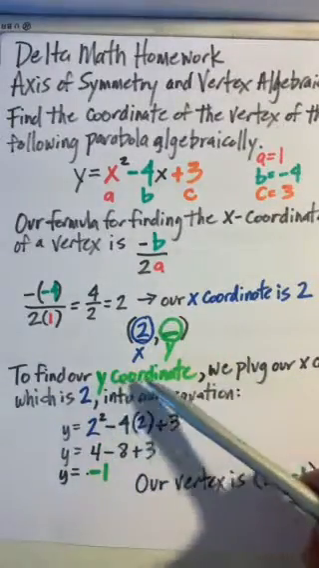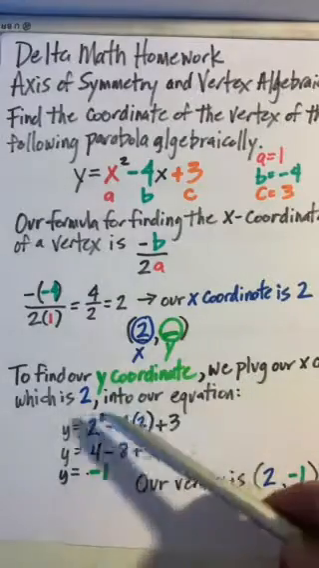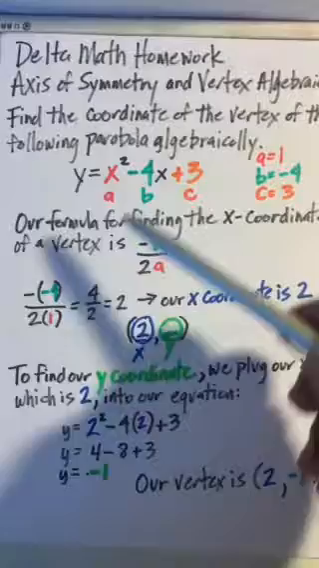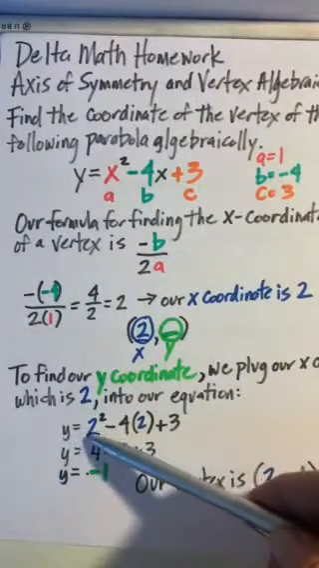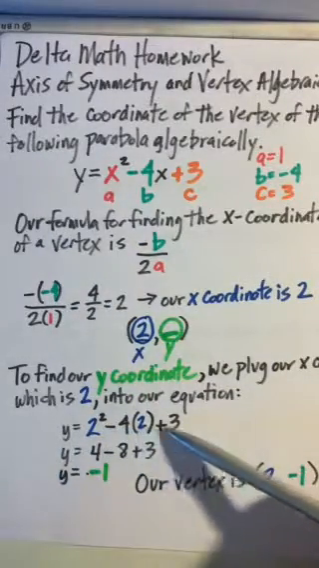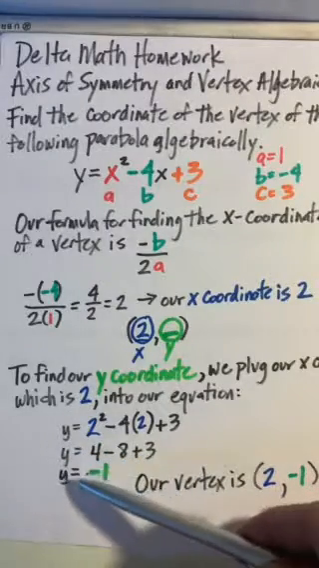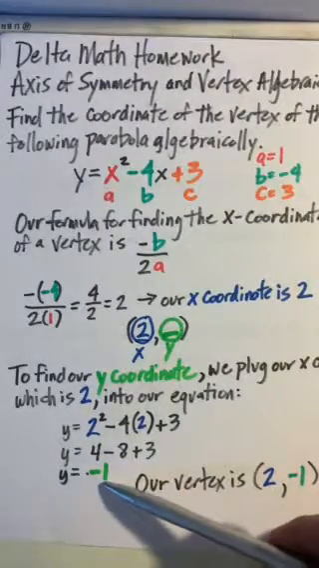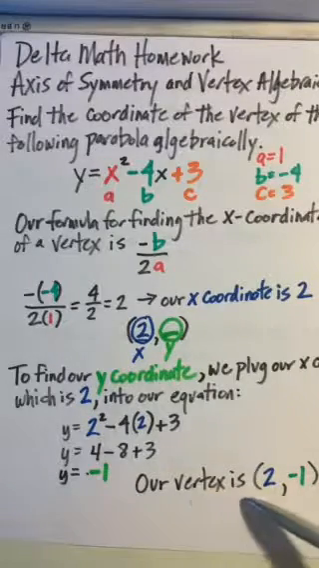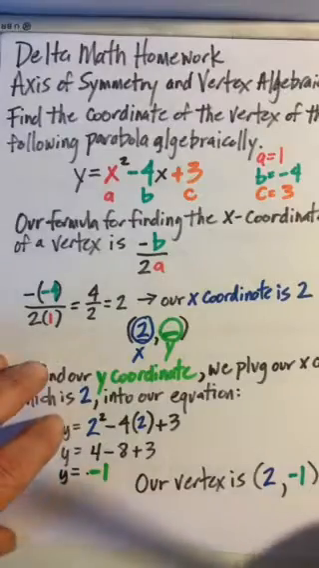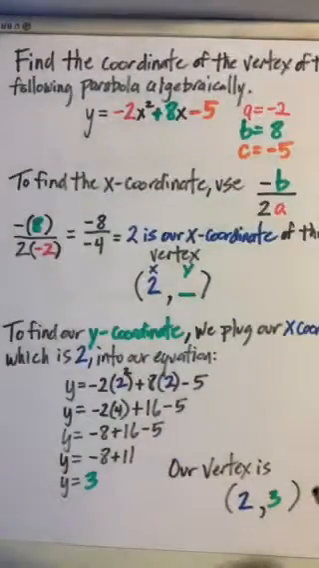To find our y-coordinate, we plug our x-coordinate, which is 2, into our equation. So we just plug 2 in. 2 squared minus 4 times 2 plus 3 equals 4 minus 8 plus 3, and y equals negative 1. So our vertex is (2, negative 1). See how simple that is? All right, let's try another one.